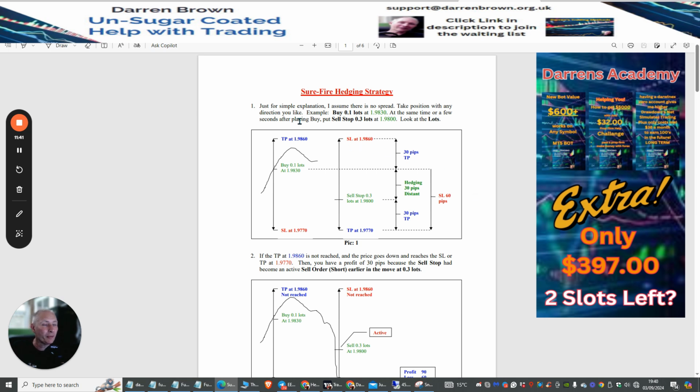Okay, so just for a simple explanation, let's assume that there is no spread, so take a position with any direction you like. Example, you buy 0.1 lots at 1.9830. At the same time or a few seconds after placing a buy, put a sell stop at 0.03 lots at 1.9800 and look at the loss.